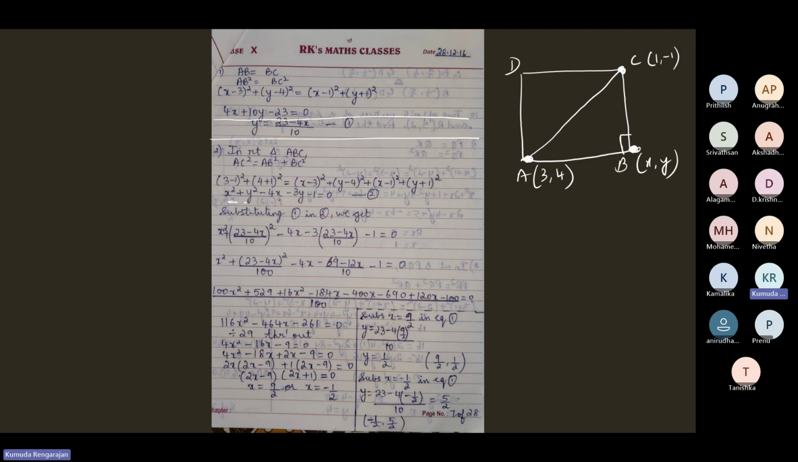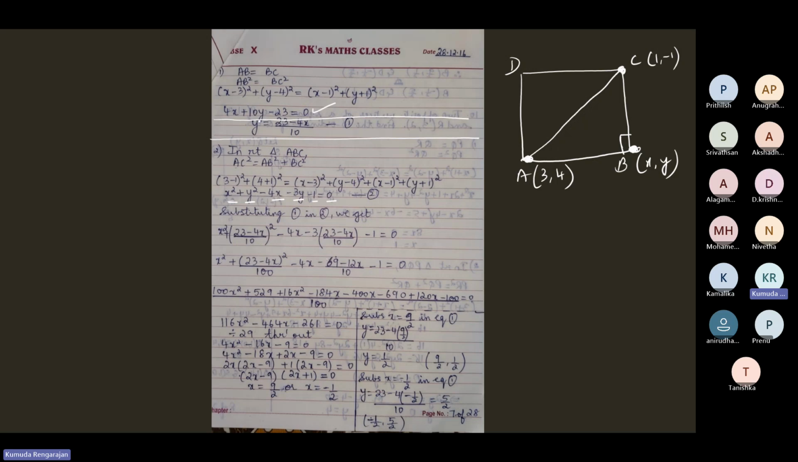This is x squared plus y squared minus 4x minus 3y minus 1 is equal to 0. This is quadratic. But this one is a linear equation in x and y. So we have to use a substitution method. If both the equations are linear equations in x and y, you know the different methods to solve and find the values of x and y. So here one is quadratic, the other is linear. So you have to use a substitution method.